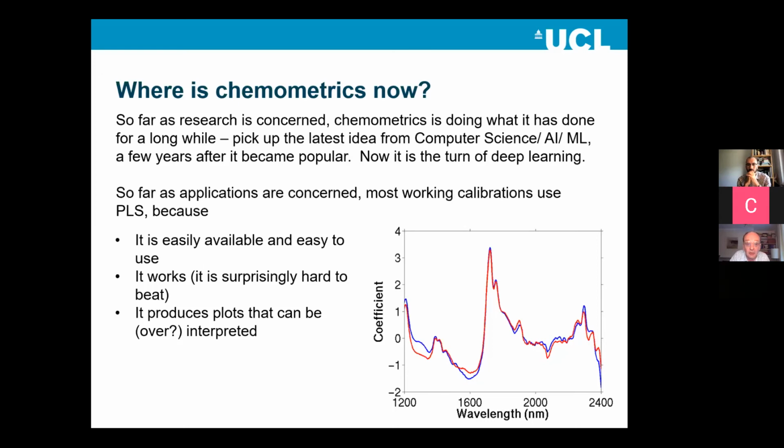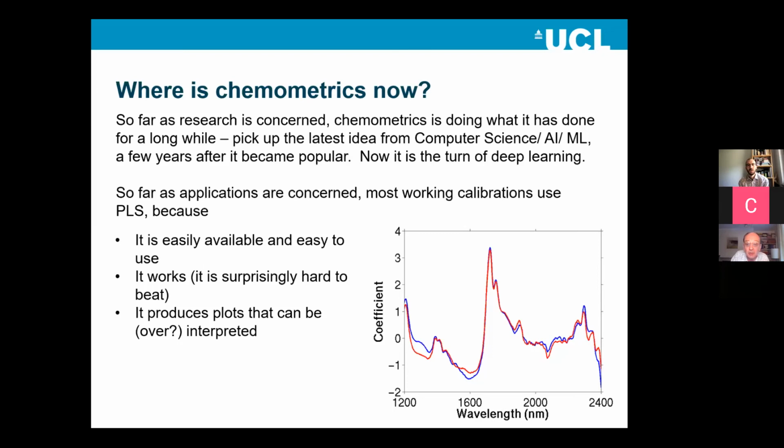Anybody who's done research, taking a new fancy method and trying it on IR spectra and saying, well, I better compare this with PLS, knows that PLS is surprisingly hard to beat. You can always beat it, obviously, because if you do something more sophisticated and you tune it plenty, you can beat it. But beating it hollow is really quite hard. It's pretty good. And unlike a lot of methods, it produces things that you can interpret, sometimes over-interpret, but at least interpret.